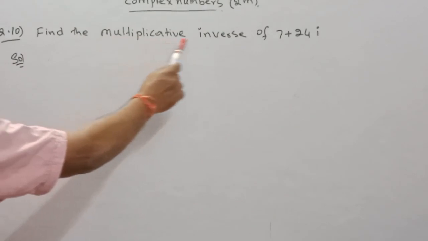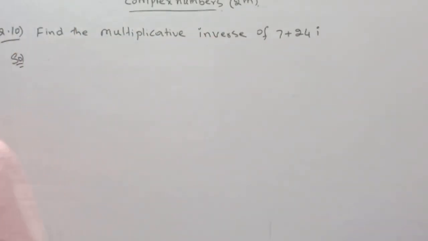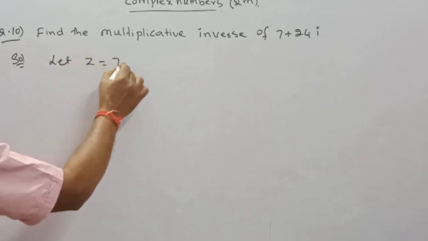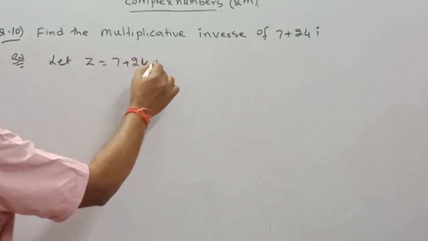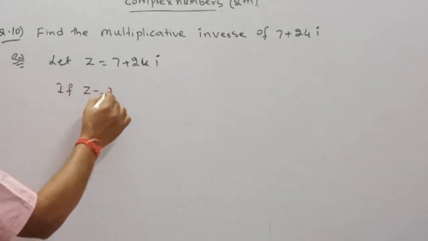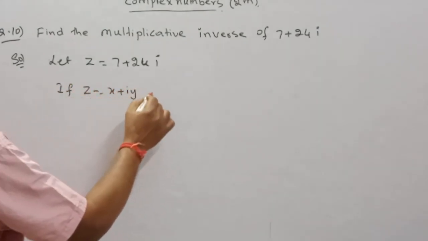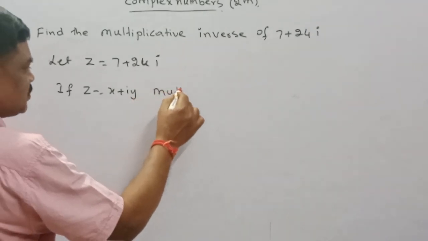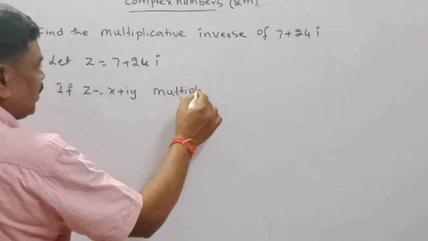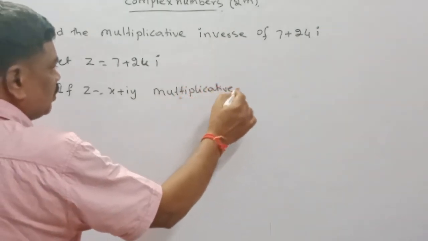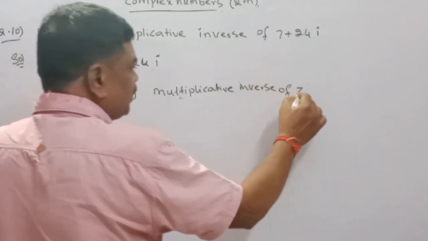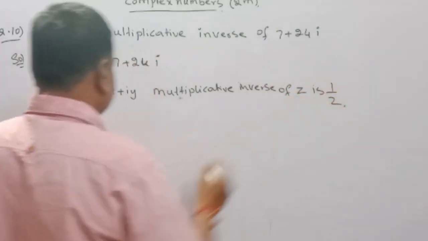Find the multiplicative inverse of 7 plus 24i. Let us take z is equal to the given 7 plus 24i. So here if z is equal to x plus iy, then what is the multiplicative inverse? Multiplicative inverse of z is 1 by z.